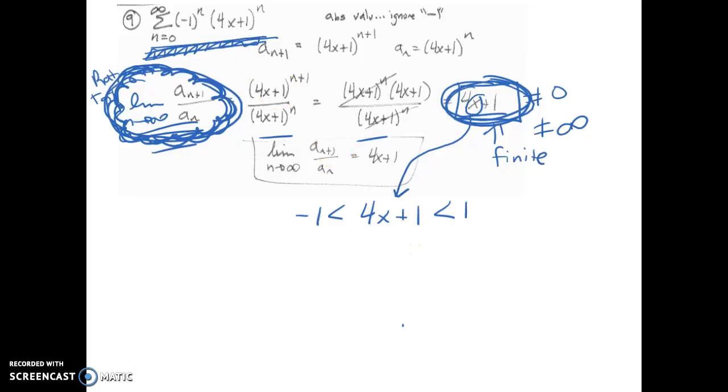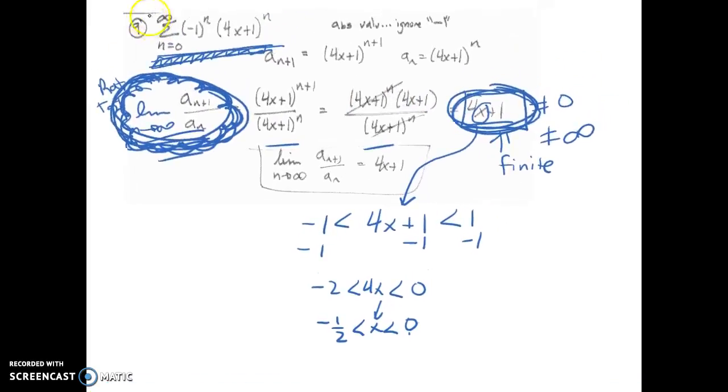That's going to look like this. I want to subtract 1 from here, so from here and from here as well. Give me -2 less than 4x less than 0, and then divide everybody by 4. And what that's telling me is, as long as x is between these values, this entire limit's going to be between -1 and 1, and then, whoa, this thing's going to converge.